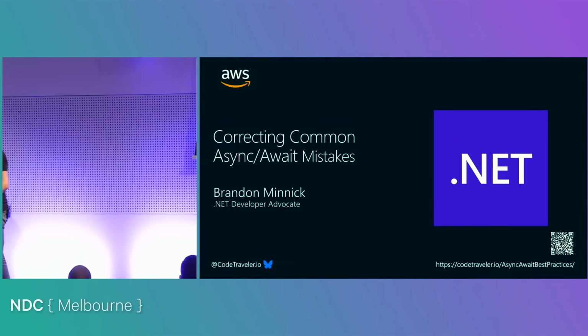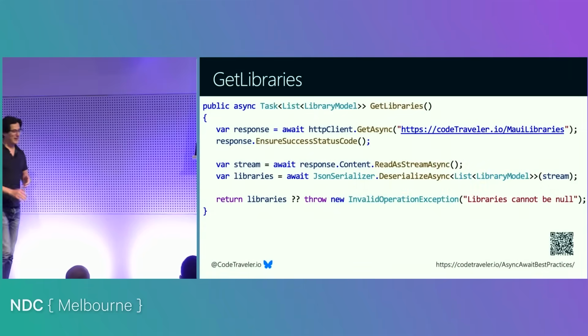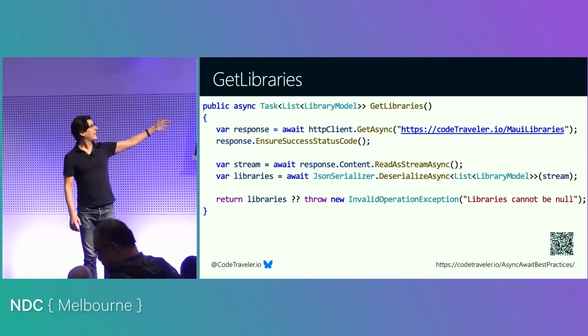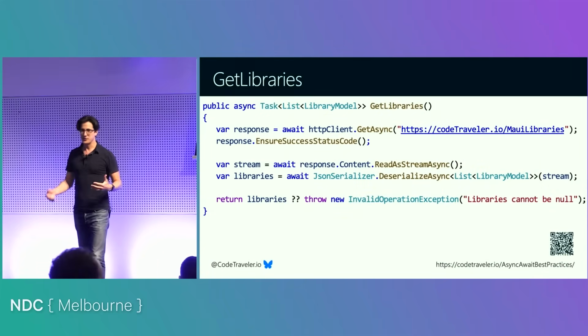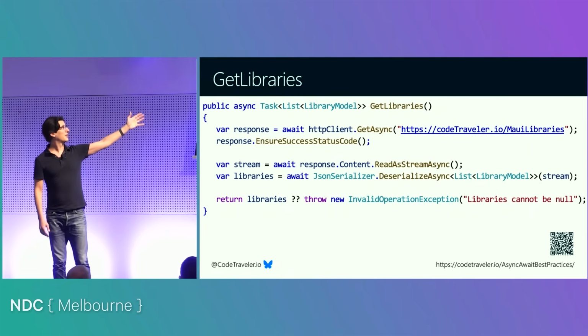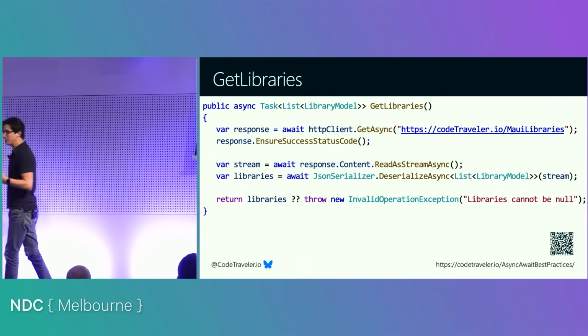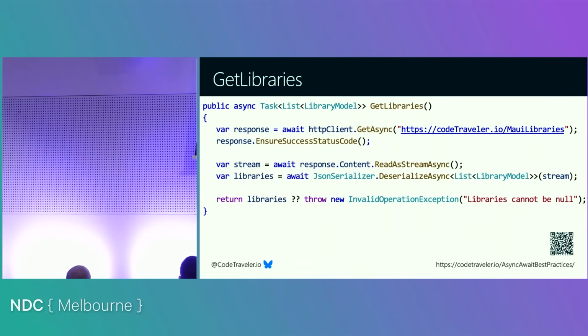But let's get rolling. So let's start by looking at this method called getLibraries. This is an async task method, and it's a fairly common use case for using HTTP client to call getAsync to return information from an API. But what's really going on here under the hood with multi-threading and async await in .NET?